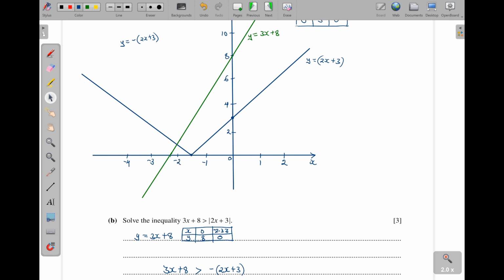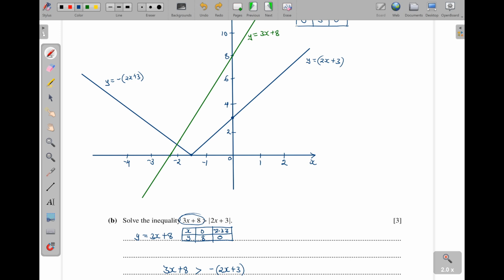Yeah, maybe something like that. I think that one is better. Then this region that we have gotten, this one means that this graph here has to be above this graph.